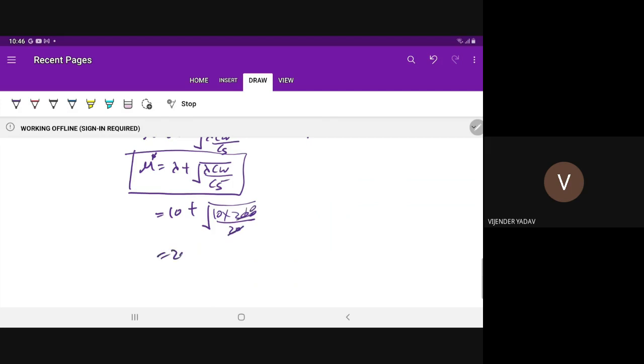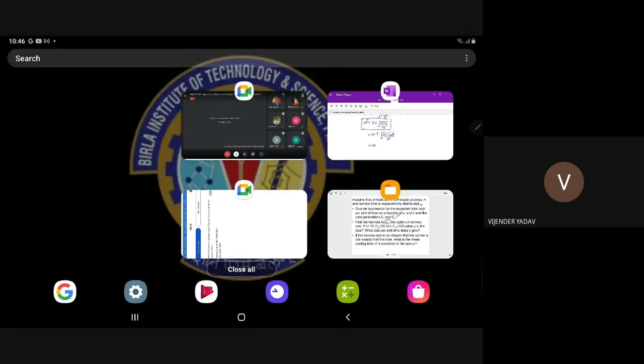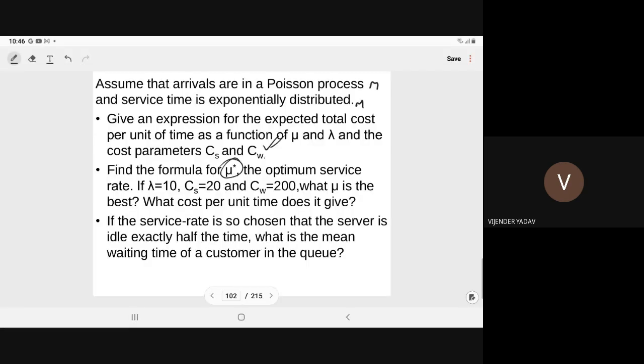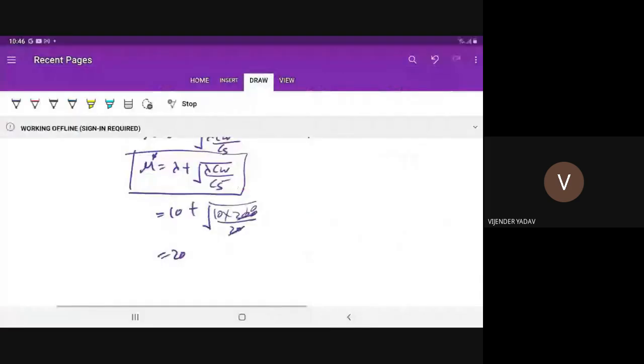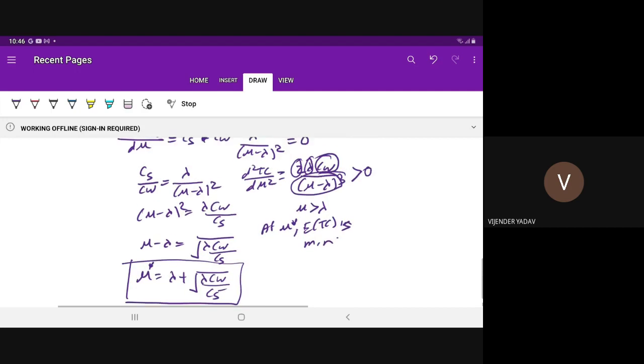So that is the 20. So mu star will come for the given values. The mu star, the decision variable, will come as 20 customers per hour. What cost per unit time does it give? So what will be the total cost if mu is equal to 20?